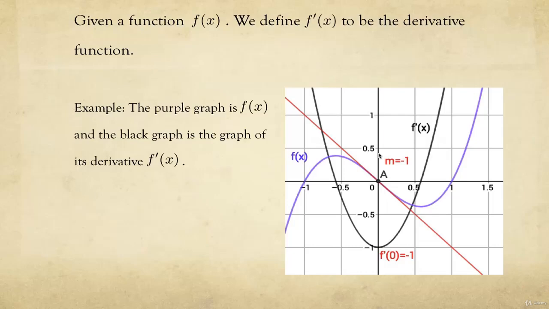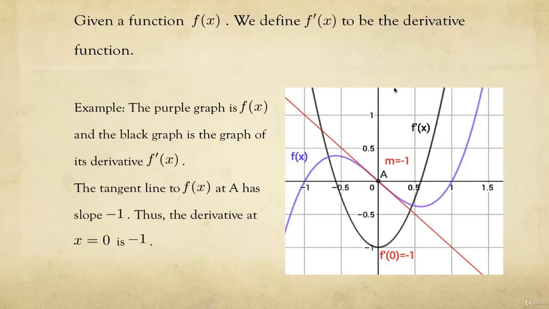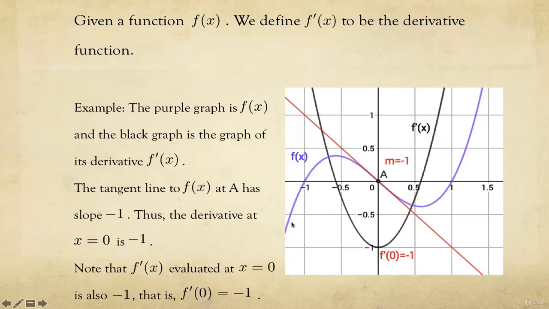So let's look at an example. Look at the point A. Notice that at the point A, the tangent line has slope -1. So therefore, f prime at this point should also be -1. And in fact, it is. If we look at f prime at 0, we see that it is -1. So again, here, the function is the purple curve. The point on f prime tells you the slope of the tangent line on the purple curve. So f prime of 0 is -1.